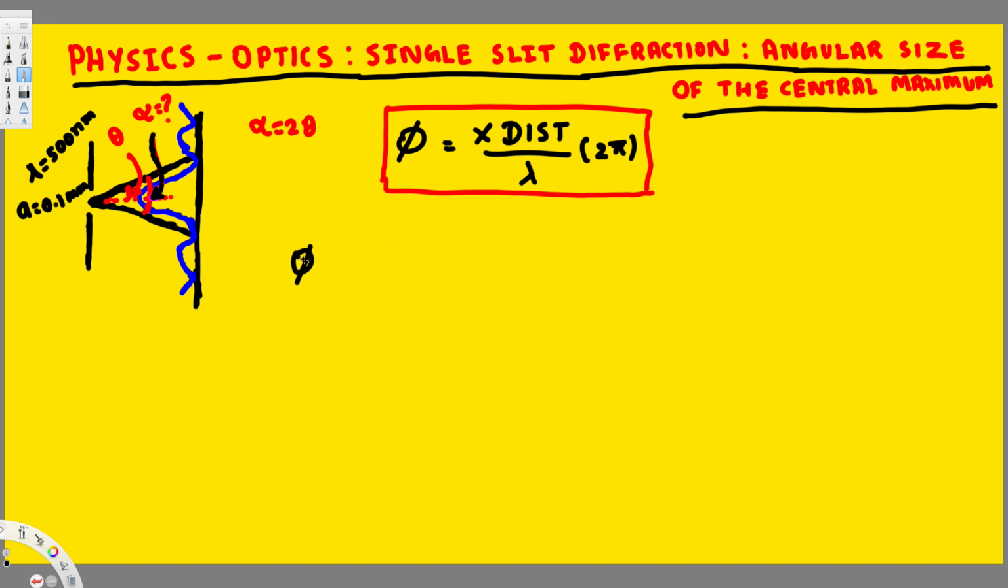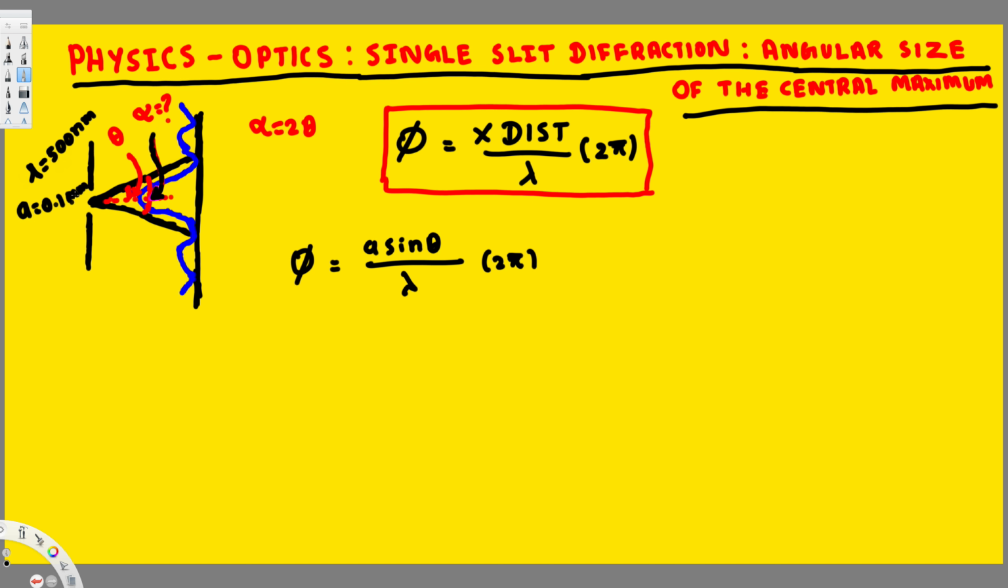So we are trying to find this angle, but this is the equation we are going to use. Phi is equal to x distance over lambda times 2 phi. X distance is going to be equal to this slit width times sine theta, right? So a sine theta over lambda is equal to 2 phi. And now we have to know what phi is. Phi is going to be the phase difference of the top and bottom of the beam.